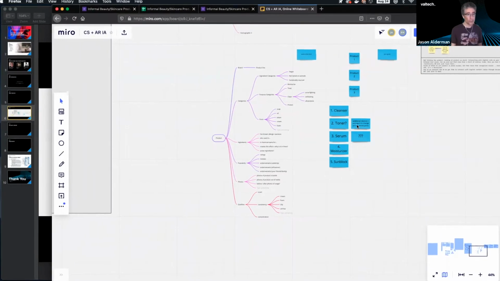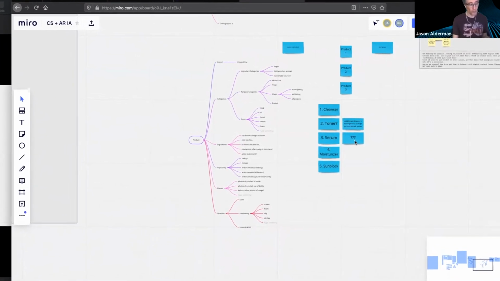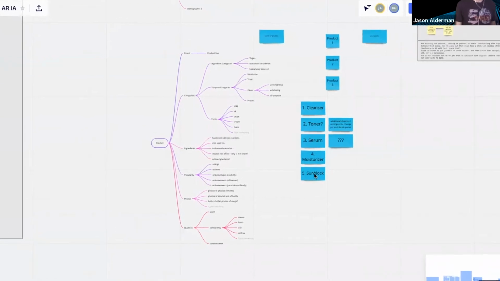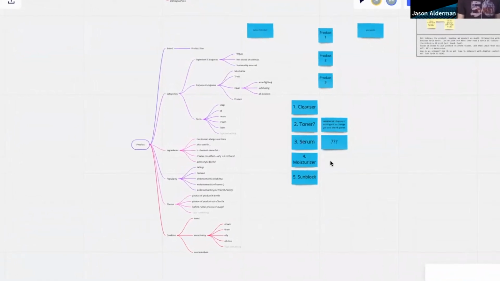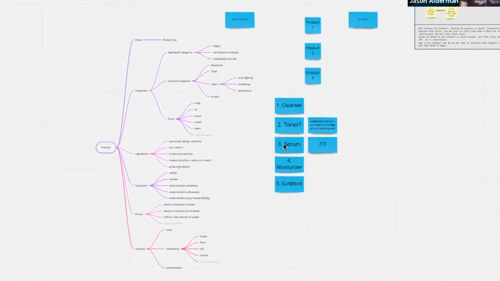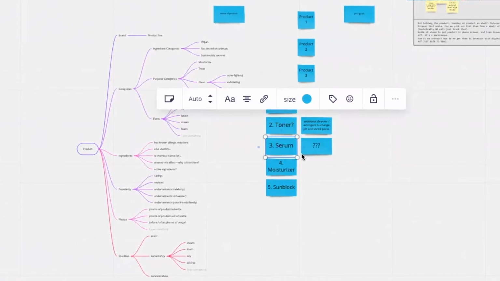There were 5 main steps: a cleanser, a toner, which is usually an astringent that shrinks the pores, a serum, which no one could really explain, but it's something magical with vitamins, a moisturizer, and then a sunblock. For the purposes of this, we figured let's just choose one of these items, and we chose the serum because that seems to be one of the things that people are most confused about.